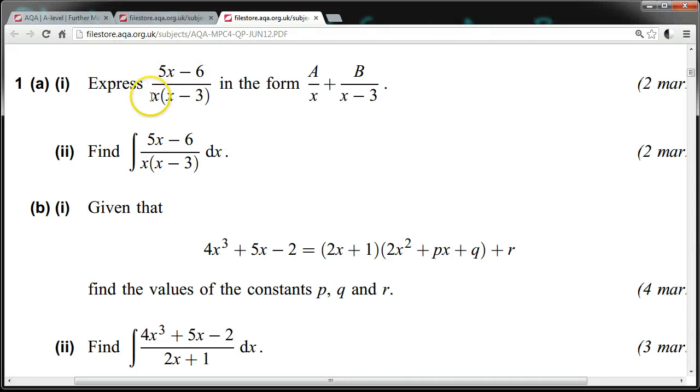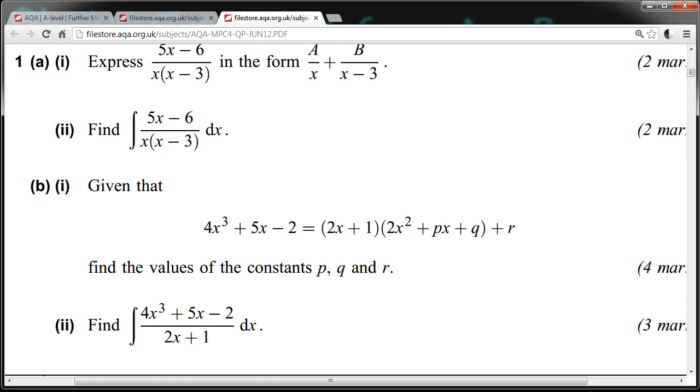Express (5x minus 6) over x times (x minus 3) in the form a over x plus b over (x minus 3). Find this integral, given that 4x cubed plus 5x minus 2 is equal to (2x plus 1) times (2x squared plus px plus q) plus r. Find the values of the constants p, q and r. Part 2: find the integral of (4x cubed plus 5x minus 2) over (2x plus 1). So that's the question then.